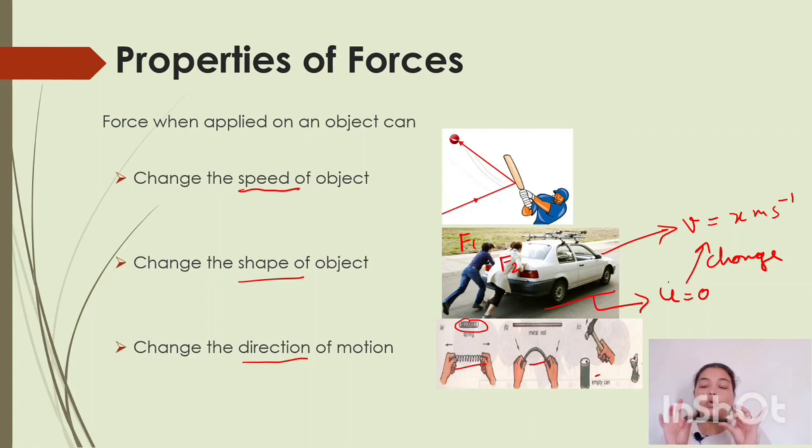If I am going to apply a pressure on this particular rod from both the directions, what will happen? I can apply like this or like this. In both the cases, the shape of the rod is going to change. Here in the diagram, we can clearly see that the shape of the object is getting changed.